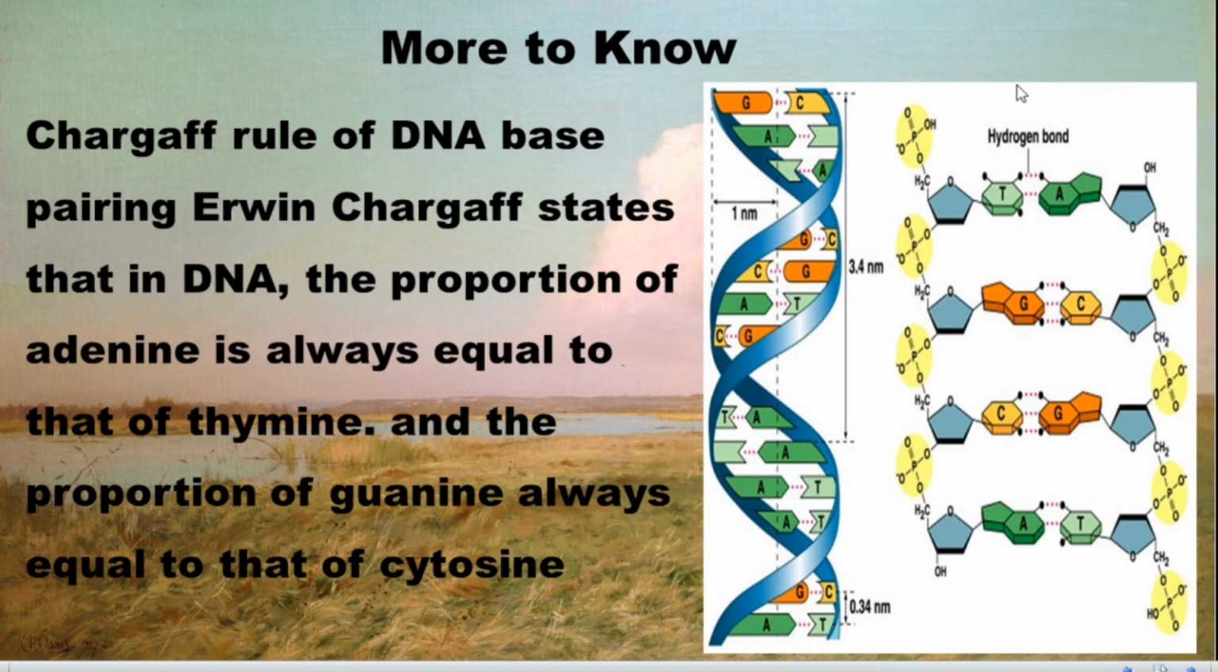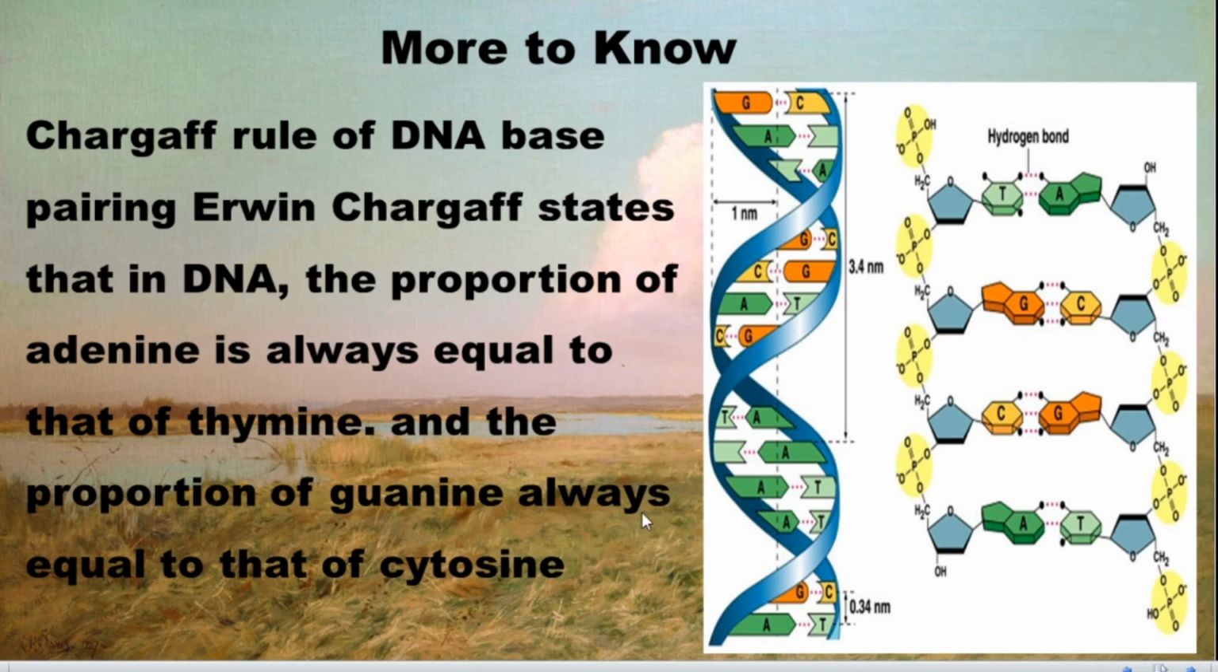So when you take these hydrogen bonded bases here, 1, 2, so 2 adenine, 2 thymine. Otherwise you can take here 1 adenine, 1 thymine. And 1, 2, 3: 3 guanine, 3 cytosine. So that's the meaning they have given.